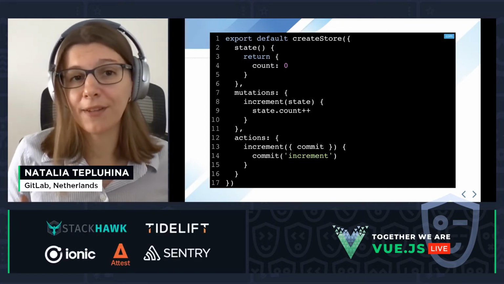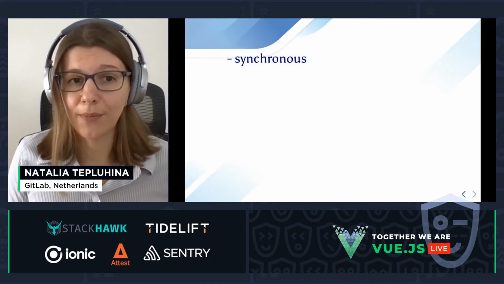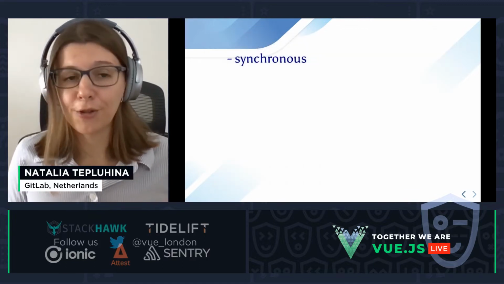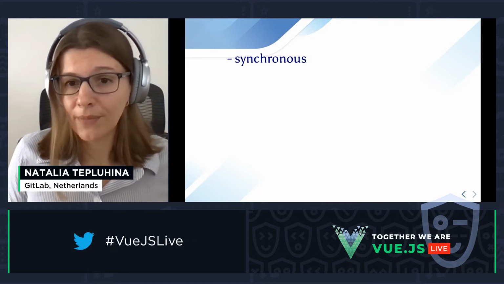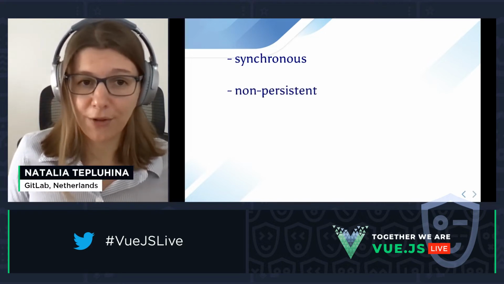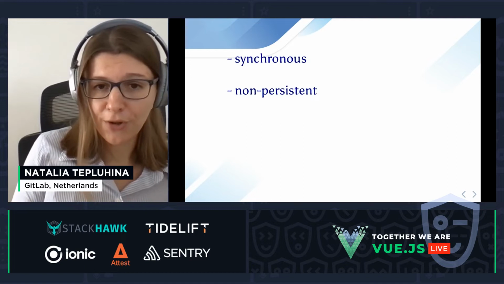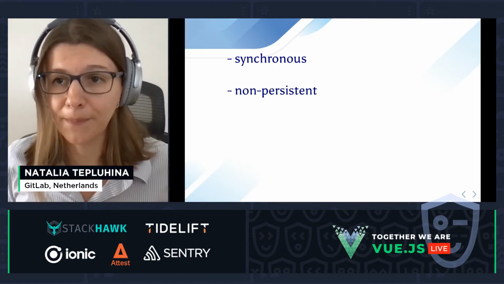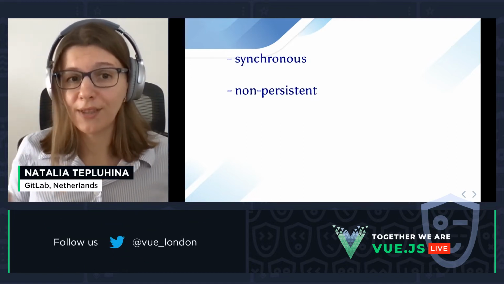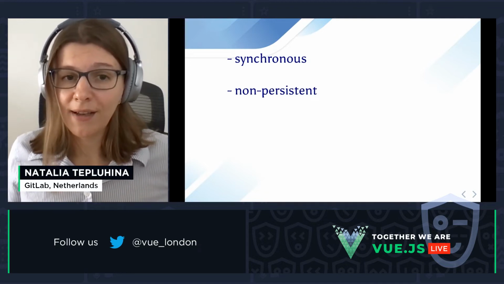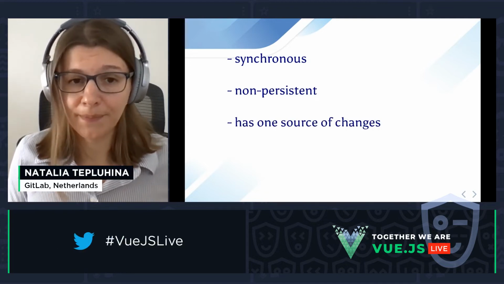What are we dealing with here in this particular example? First of all, we don't deal with asynchronous changes in the state. That's why I said that probably we won't even need an action. We don't have any asynchronous behavior here. It's non-persistent, so whenever I update the page, count will be 0 again. We don't need to store this anywhere else outside of the Vuex state.